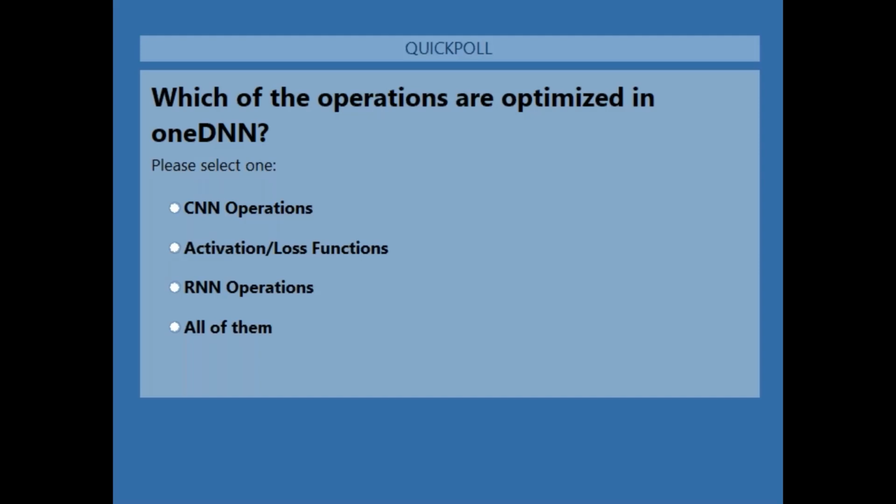Okay. So we can see 6% of people have given the answer that only CNN operations are supported, and some people have given the answer that only RNN operations are supported, but almost 90% of them have given the correct answer, I think. So all of these operations are optimized by the OneDNN library. I can quickly show the slide also, in which Jing explained this.